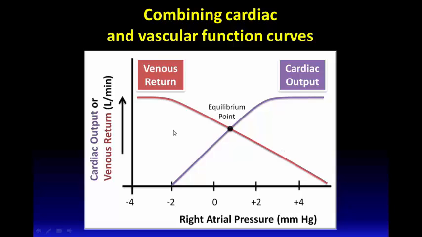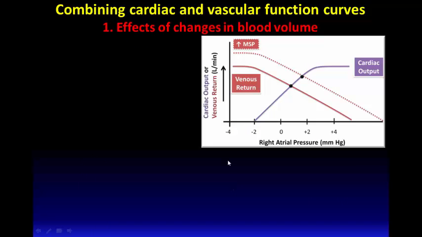Here we have again the combined cardiac function curve and the venous return curve, and this is the equilibrium point where the cardiac output and the venous return are equal at a right atrial pressure of approximately 0 millimeters of mercury.